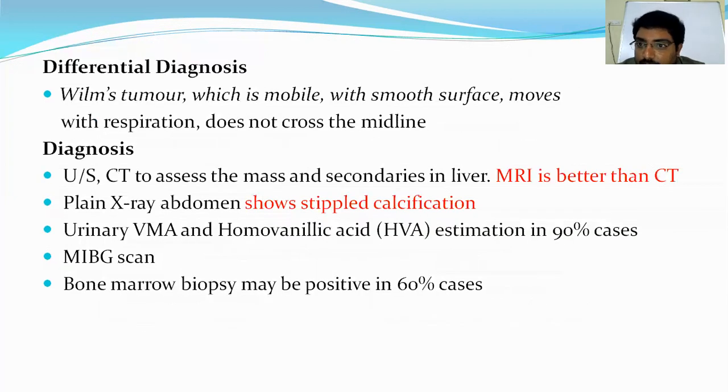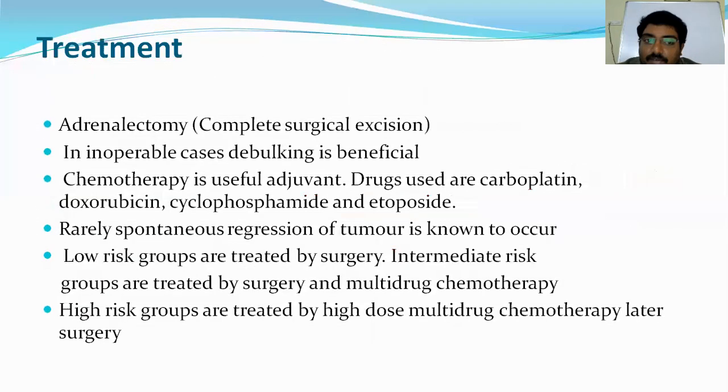And in the differential diagnosis, Wilms tumor, what are the differences? Here it is non-moving with respiration and non-mobile, whereas that one is mobile and moves with respiration. Wilms has a smooth surface; here it is a nodular surface. Investigations: USG, CT scan, MRI is better than CT, plain X-ray, MIBG scan and bone marrow biopsies.